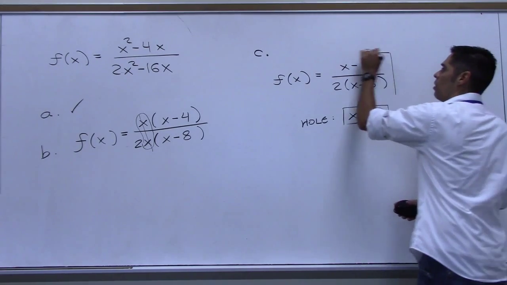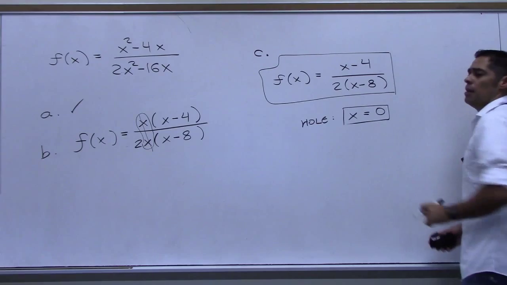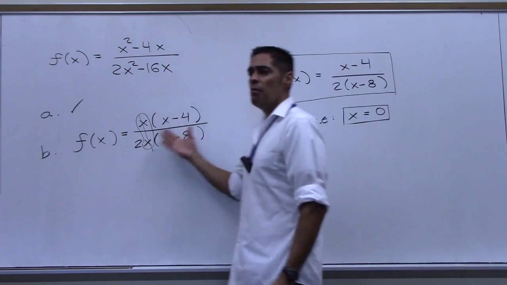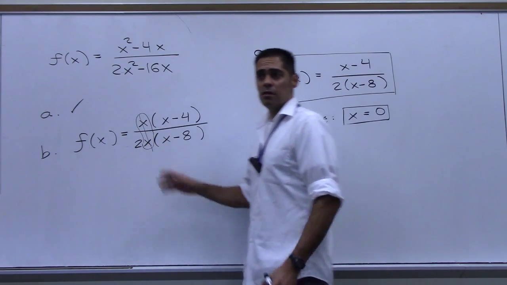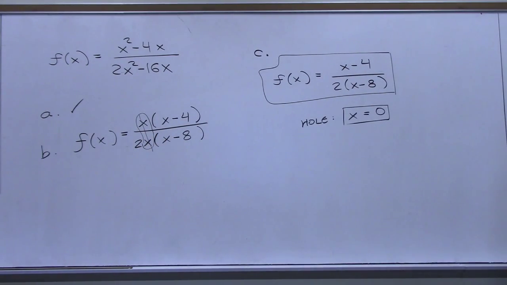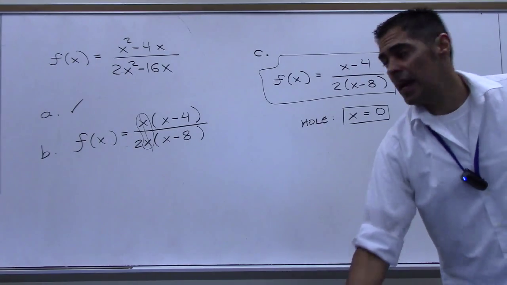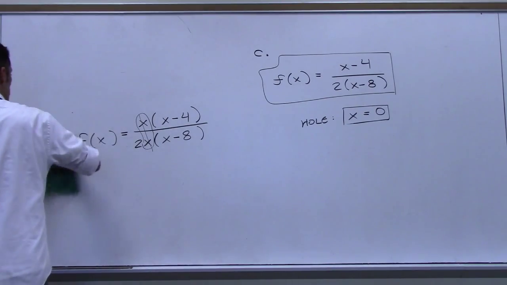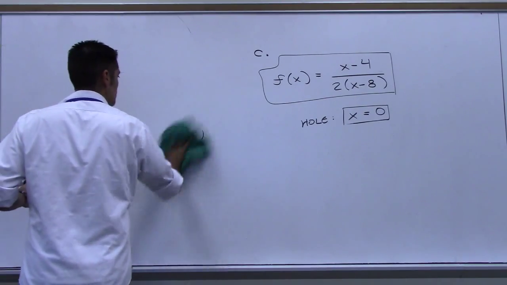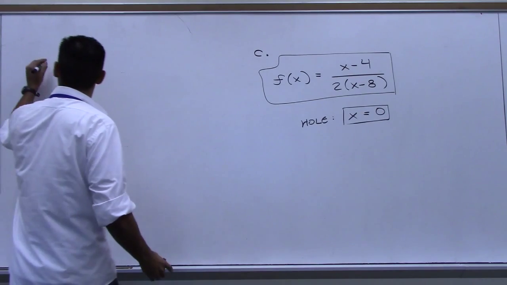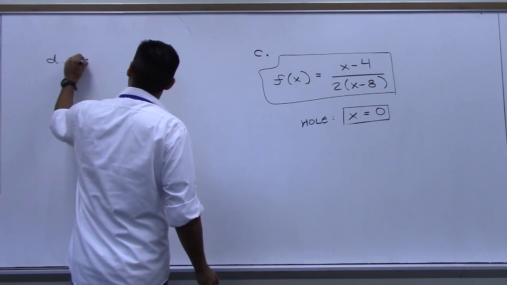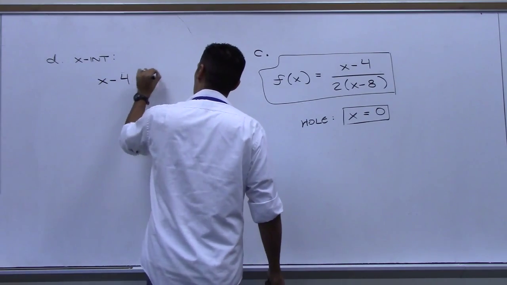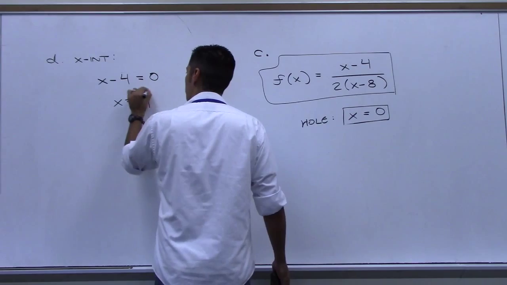This is the function I'm going to work with the rest of the way, all right? This one right here. It's important that as we move on and get more information, we don't go back to the one where we canceled, because we'll have some problems if we do. All right, so step D, find the x-intercepts. To find the x-intercepts, what do we always do for a rational function? Set the numerator equal to 0. So we take the numerator, which was just x minus 4, and set it equal to 0. You get x is 4.